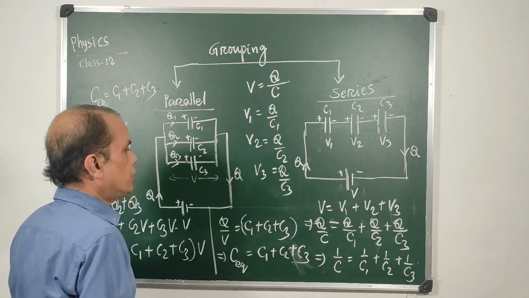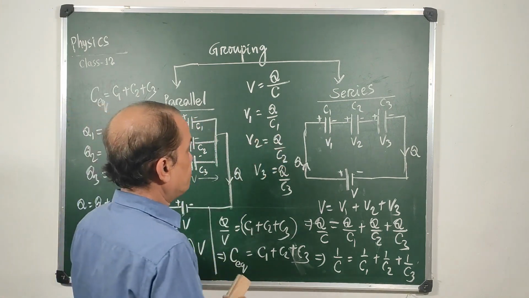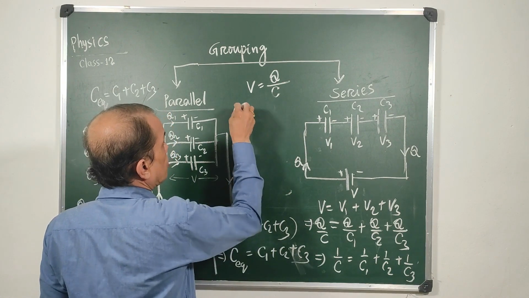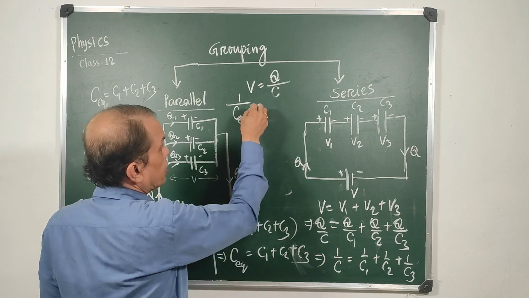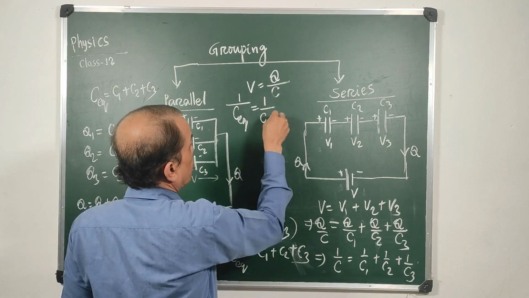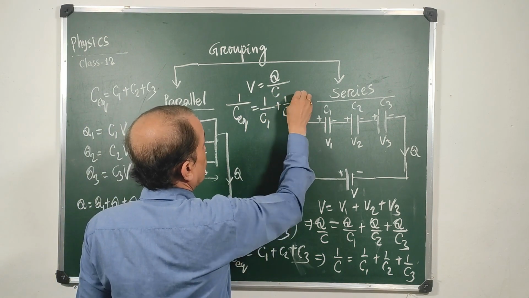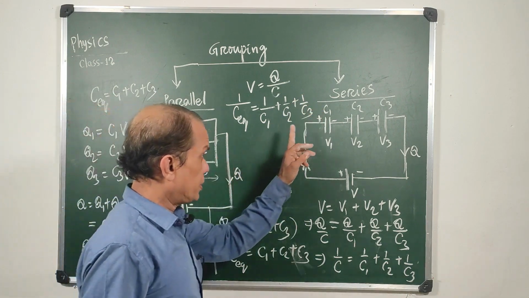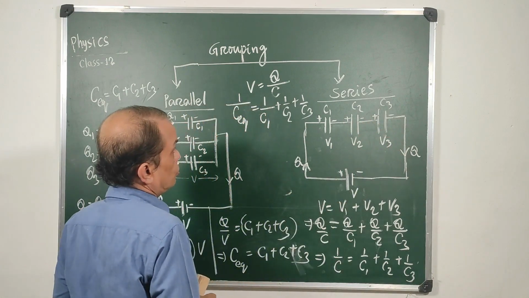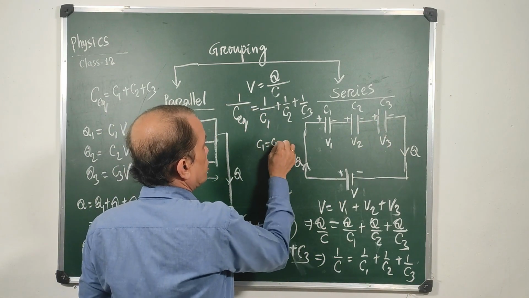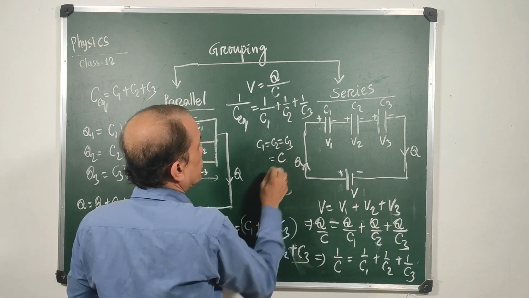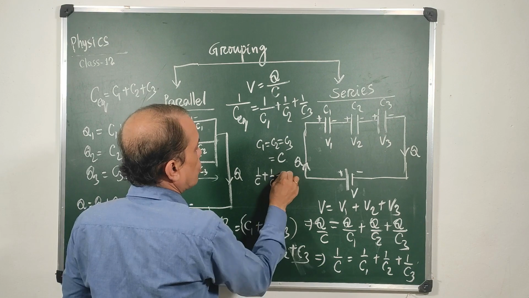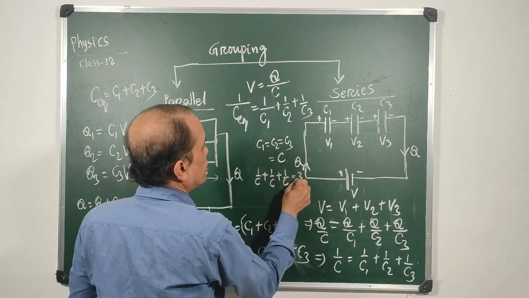So what happens during series combination? The reciprocal of equivalent capacitance becomes the sum of the reciprocals, 1 by C1 plus 1 by C2 plus 1 by C3. So what will happen if the capacitance of each capacitor is the same value? Suppose C1 is equal to C2 is equal to C3 is equal to C. So what will you get? This will be 1 by C plus 1 by C plus 1 by C, which will be 3 by C.